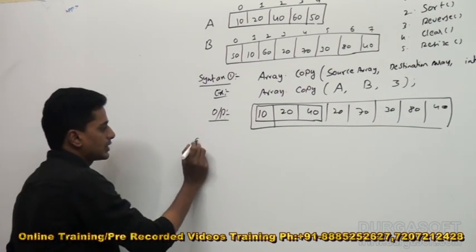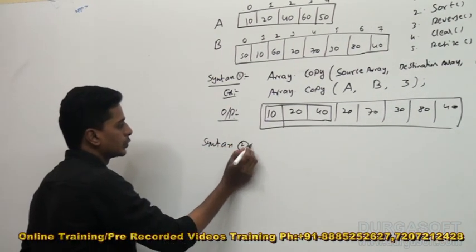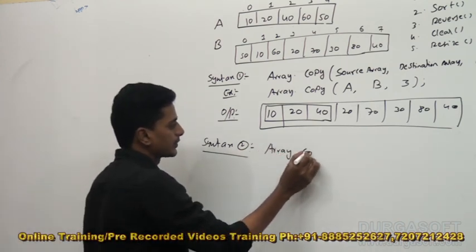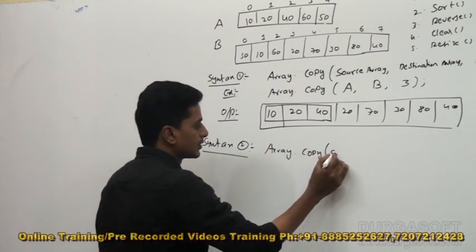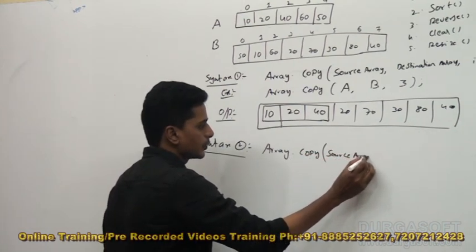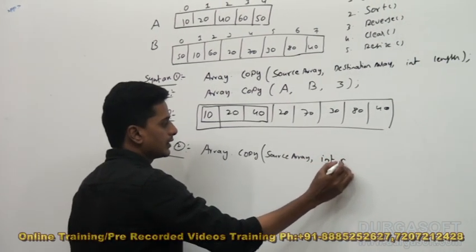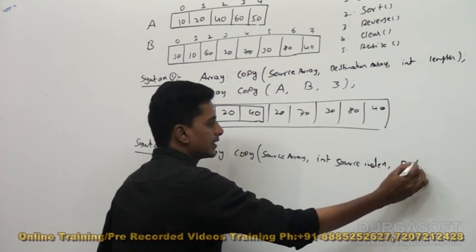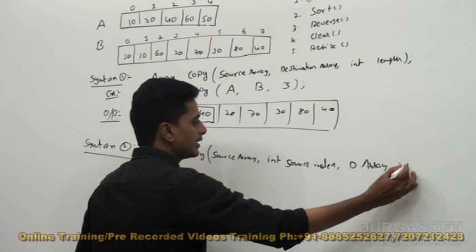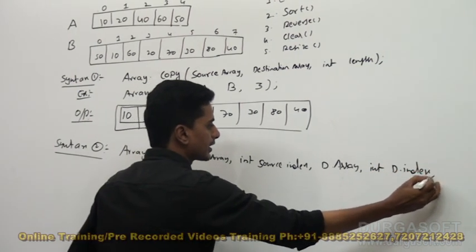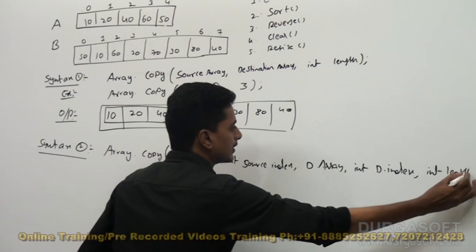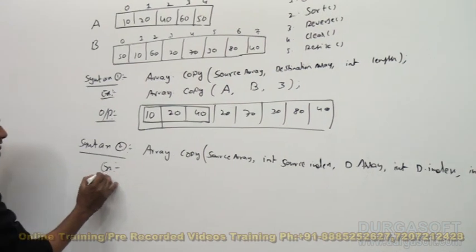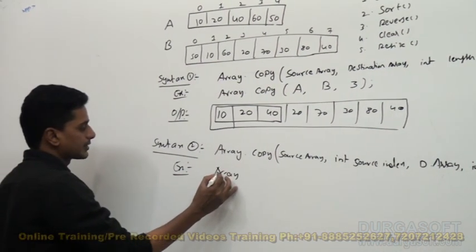Then syntax 2 is also there, and syntax 2 is different. You can see Array.copy of source array, int source index, next destination array, int destination index, then finally int length. This is the second syntax of the copy method. Here Array is a class.